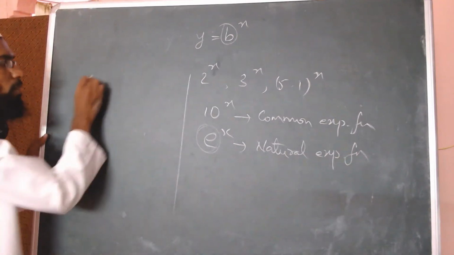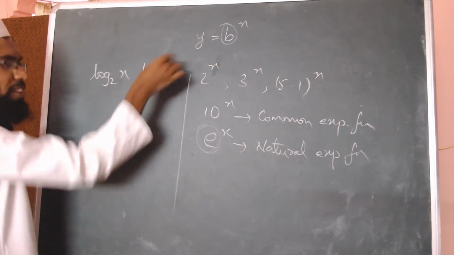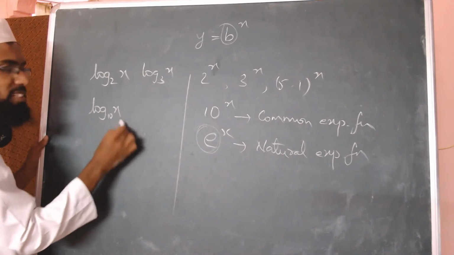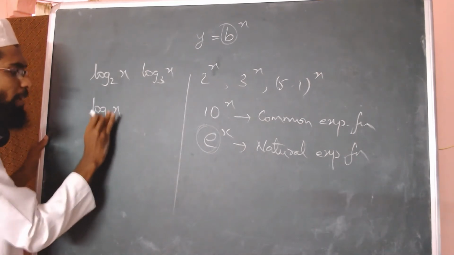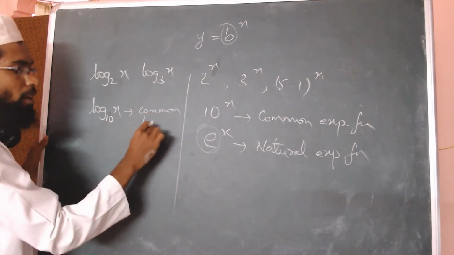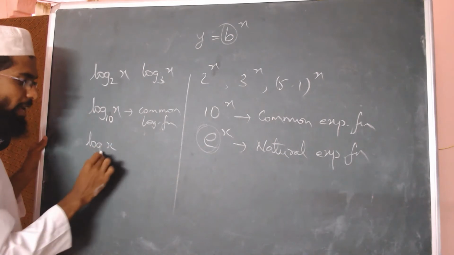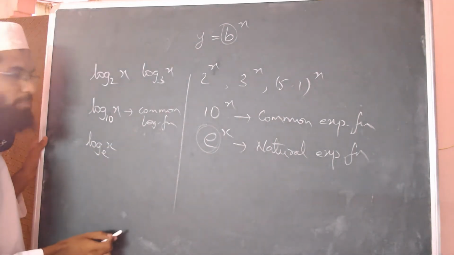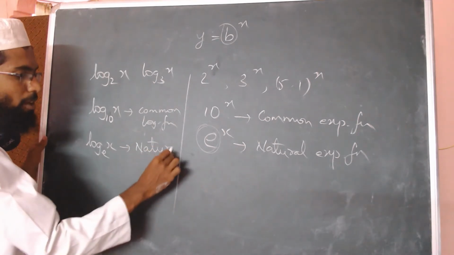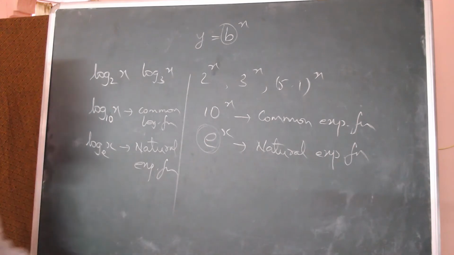Same way we have log of x base 2, log of x base 3, log of x base any number. In that, log of x base 10 we call the common logarithmic function. And log of x base e we call the natural logarithmic function. Got it? So now we will get into the topic.